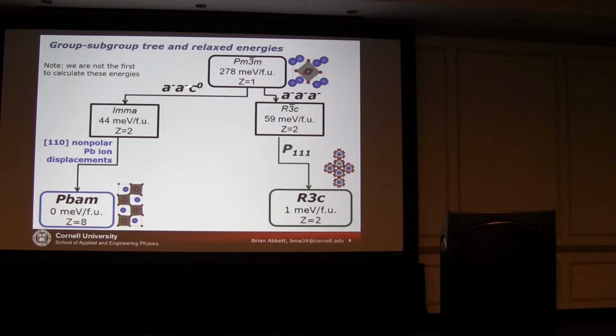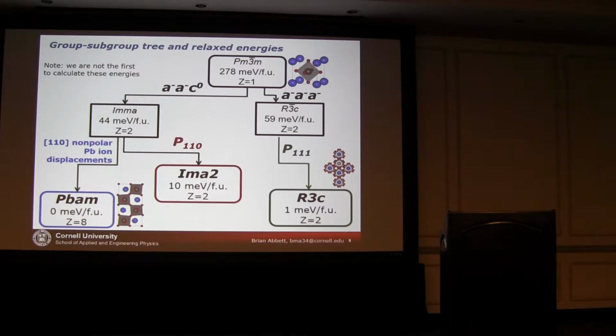To get to the ground state, we add in a slightly different octahedral rotation pattern and this complex set of nonpolar lead-ion displacements along the [110] axis. So at this point, this subgroup theory doesn't really tell us much. It just says that both these phases are perovskites, which I think most of us already knew. But since we're thinking about switching from this nonpolar state into something that's ultimately going to be polar, I thought, well, if we just change them to be polar but leave them along the same direction, so a polarization along [110], we'll reach this Ima2 phase, which is just 10 meV higher than the ground state.